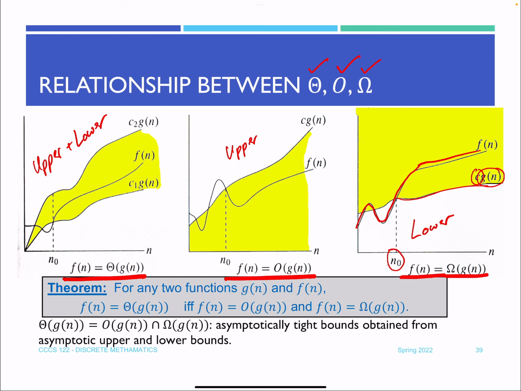Now, many functions can be big omega of a function, just like many functions can be big O of a certain function. The intersection of these two sets of functions is the big theta function. This is well worth remembering.